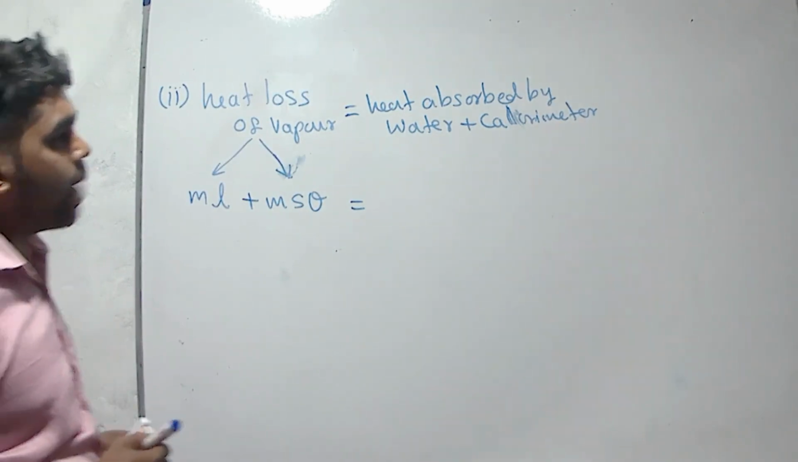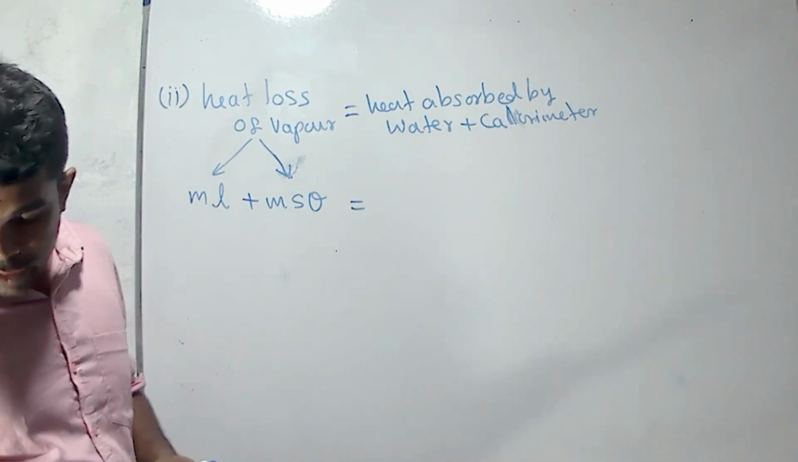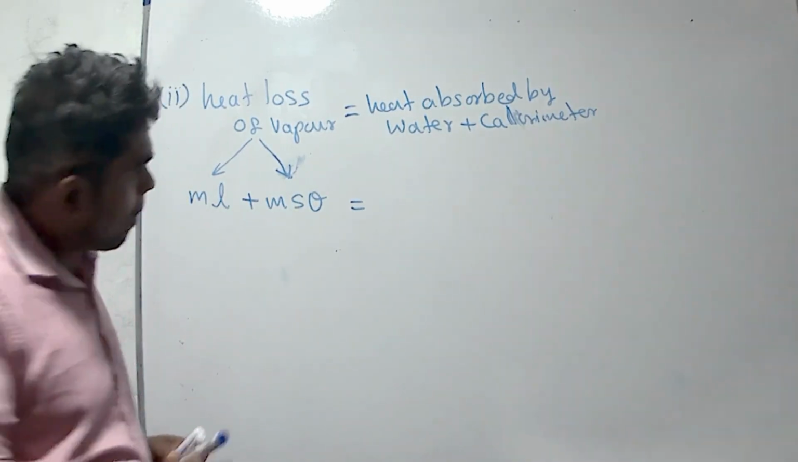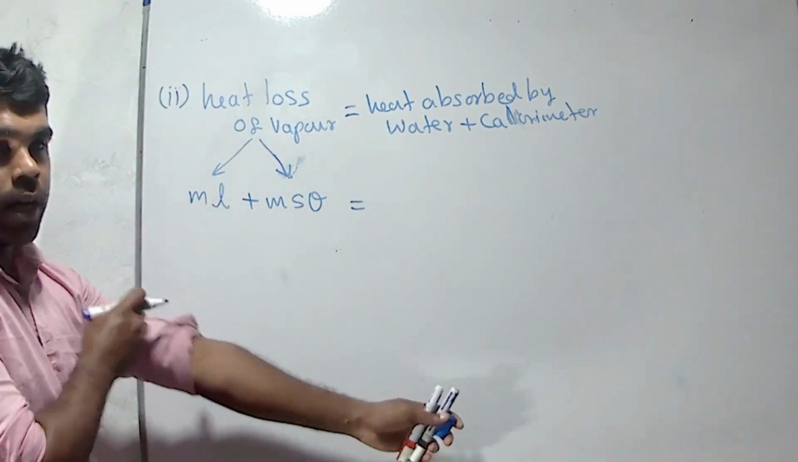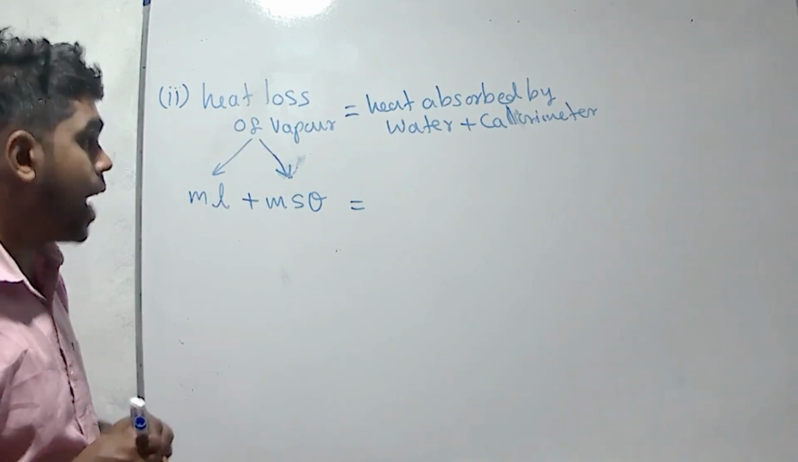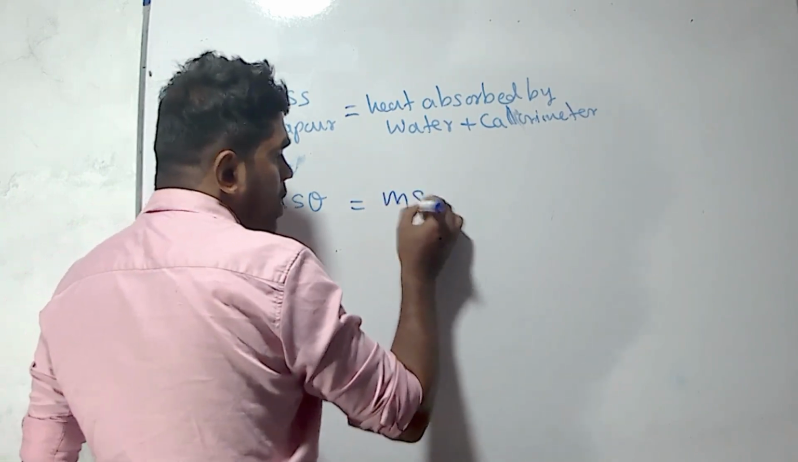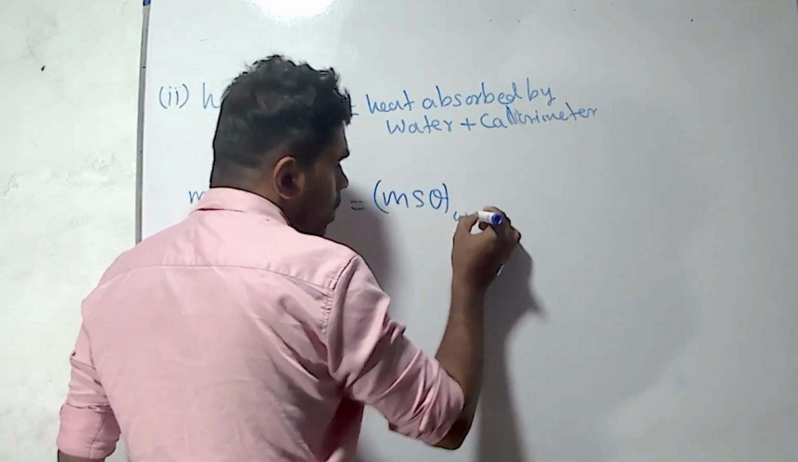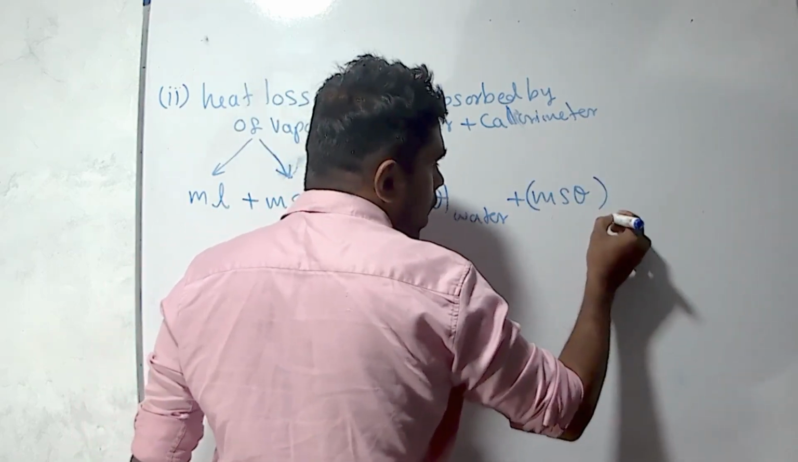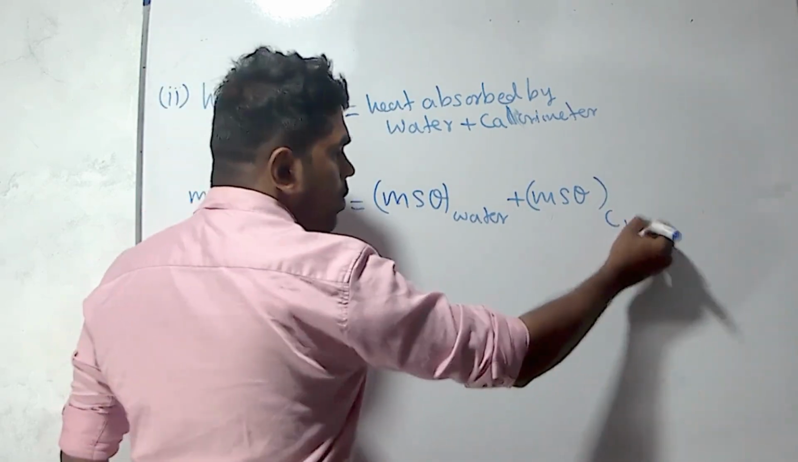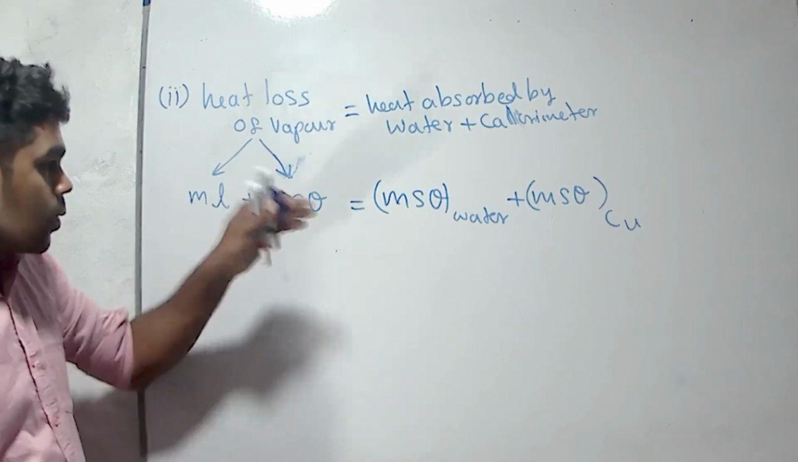When considering the heat absorbed by water and calorimeter, it is an m s theta type because there is no phase change, only a temperature increase. Then m s theta of water plus m s theta of the copper calorimeter.